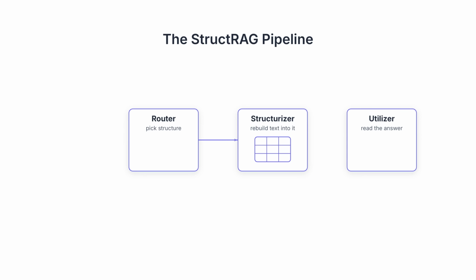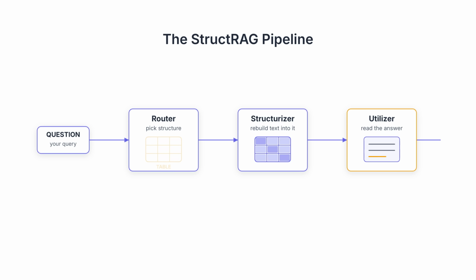StructRAG has 3 stages, and the whole framework is just these 3 boxes in a row. First, a router decides which structure best fits your question. Second, a structurizer rebuilds the retrieved text into that structure, right now at inference time. Third, a utilizer reads the answer off that clean scaffold. Route, structurize, utilize. Let's watch a question flow through all 3.